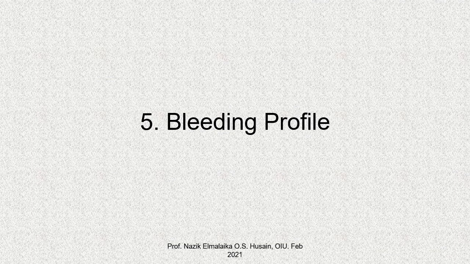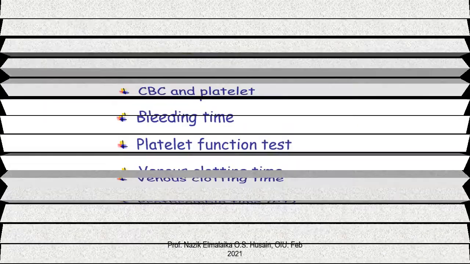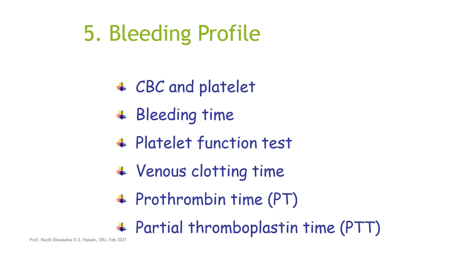Bleeding profile, the investigations done for a patient presenting with bleeding are also. We start here also with the CBC and platelet. The CBC should be the first investigation for all patients. Then the bleeding time, the platelet function test, the venous clotting time, the prothrombin time, and the partial thromboplastin time.